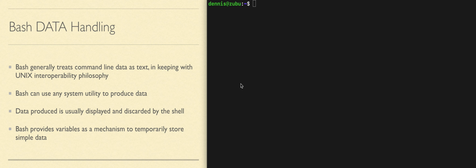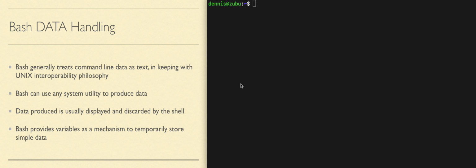When you're working with data in your bash scripts, you can of course choose to treat it however you wish. But bash itself generally behaves in accordance with the Unix interoperability philosophy that all data should be treated as text. So the default mode for bash to interpret things on the command line and passing between commands is to interpret them as text.